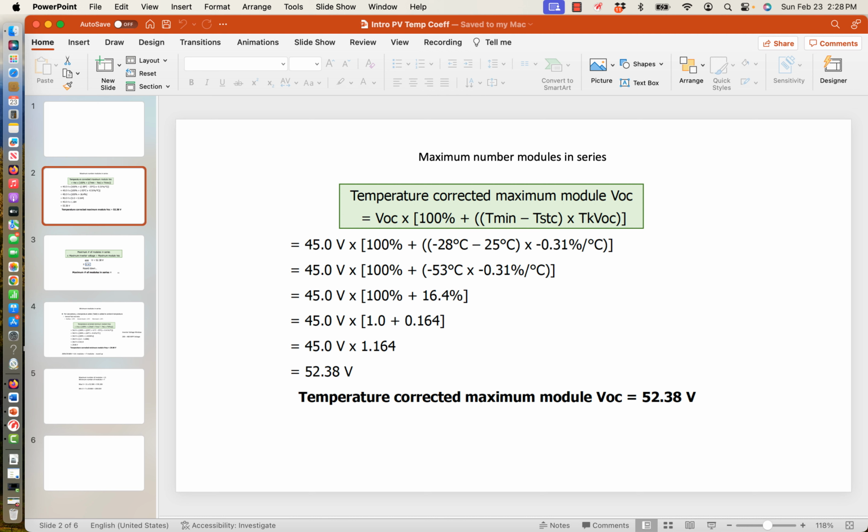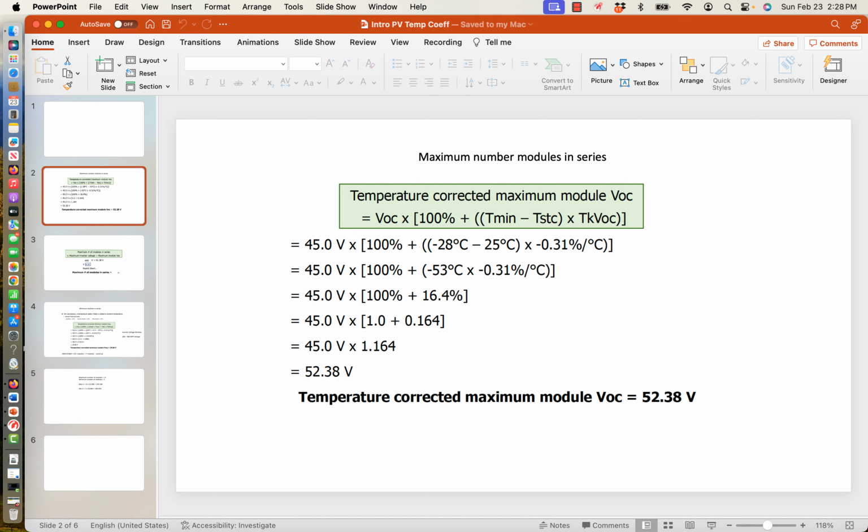Next, we're going to change these percents into decimals. Move the decimal place over 2 to the left, and you get 1 plus 0.164, which equals 1.164. Multiply that by your VOC, 45 volts, you get 52.38 volts. So this module won't put out 45 volts in negative 28 degrees C. It will actually put out 52.38 volts.